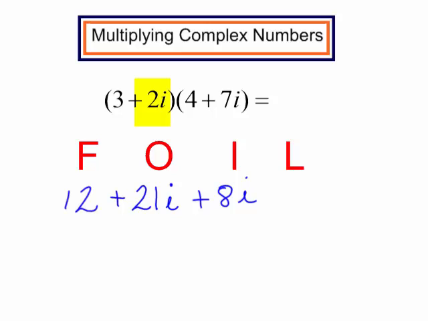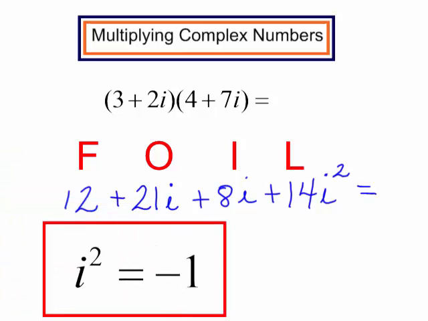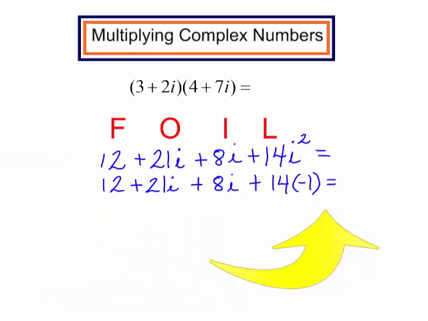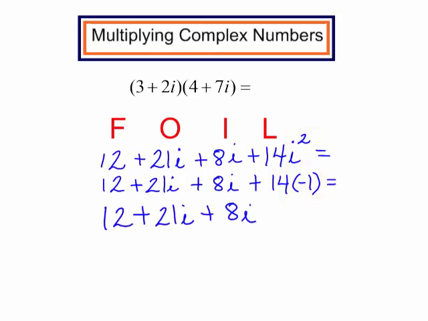And the last terms, 2i times 7i is 14 i squared. We have some simplifying to do. Now, once again, don't forget, i squared is -1. So I have changed i squared to -1, and I will continue to simplify. 14 times -1 will be -14.